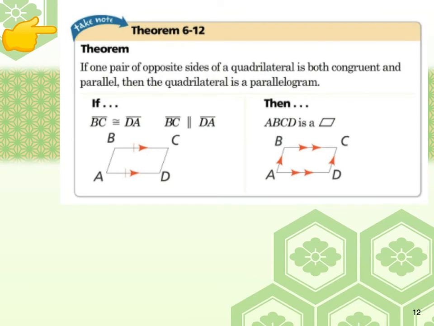Theorem 6-12. If one pair of opposite sides of a quadrilateral is both congruent and parallel, then the quadrilateral is a parallelogram. So if BC is congruent to DA and also BC is parallel to DA, therefore ABCD is a parallelogram.